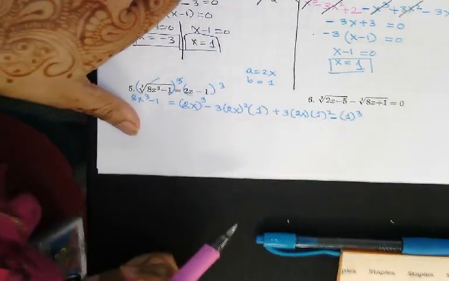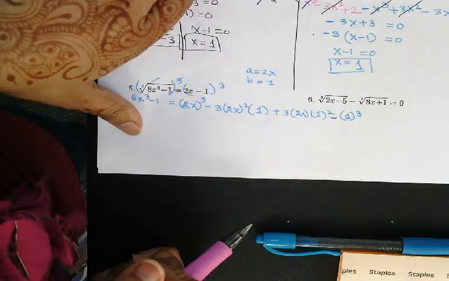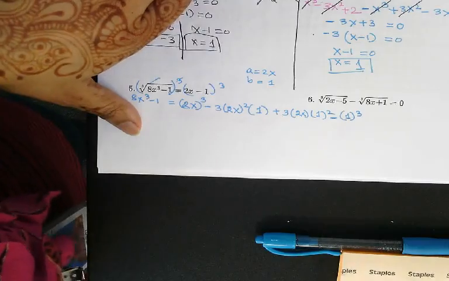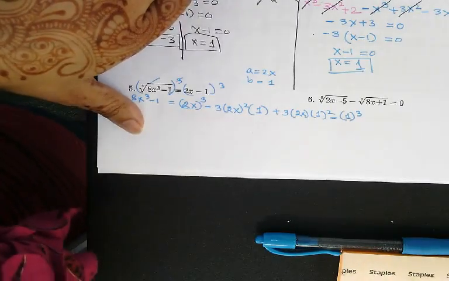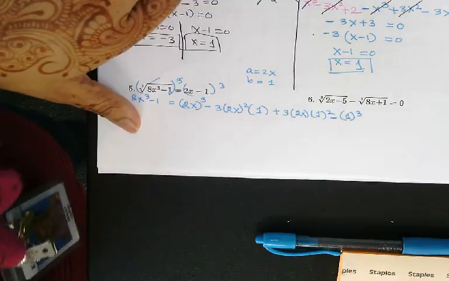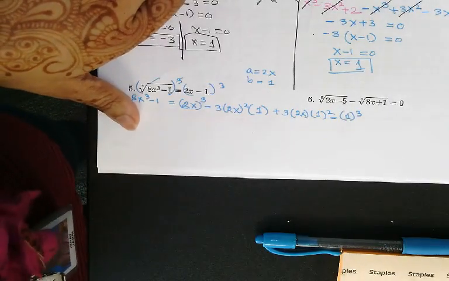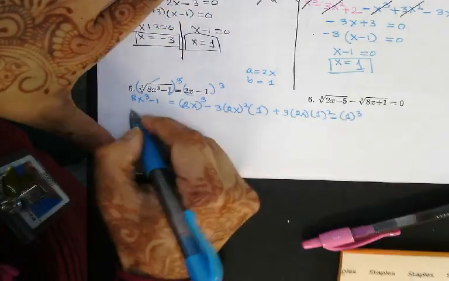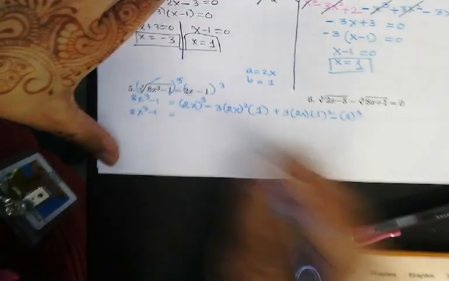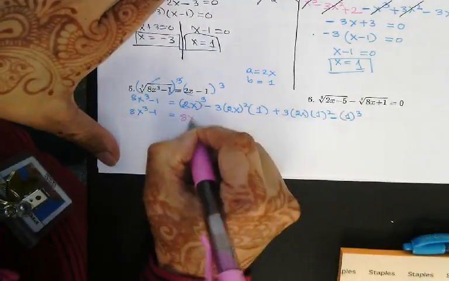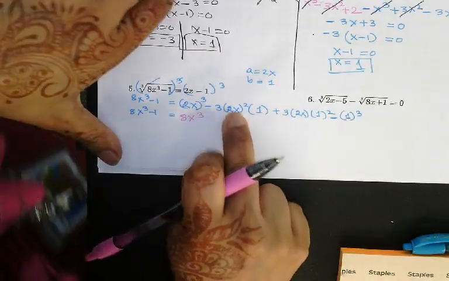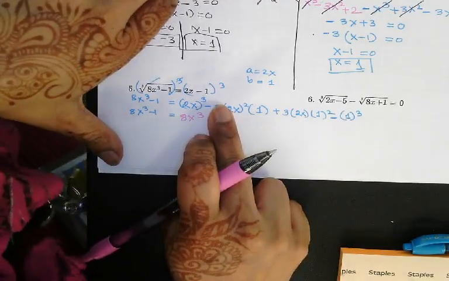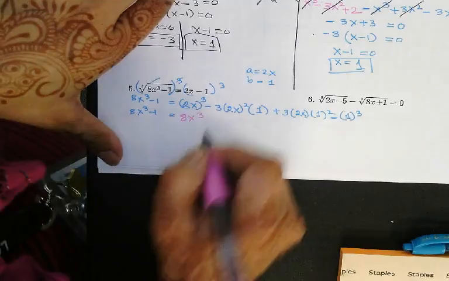Now came the problem when you were calculating it. 2x whole cube is not 2x cube. What is the value for it? 8x cube. When you have a multiplier and you are applying a radical on that one, any cube or 4 or any power on it, both of them get the power. Yesterday we talked about it. So this is 8x cube minus 1 is equal to, over here it's going to be 8x cube. Then this one again, what's the value? 4x squared. Then you multiply that with a 3, so it's going to give you negative 12x squared.